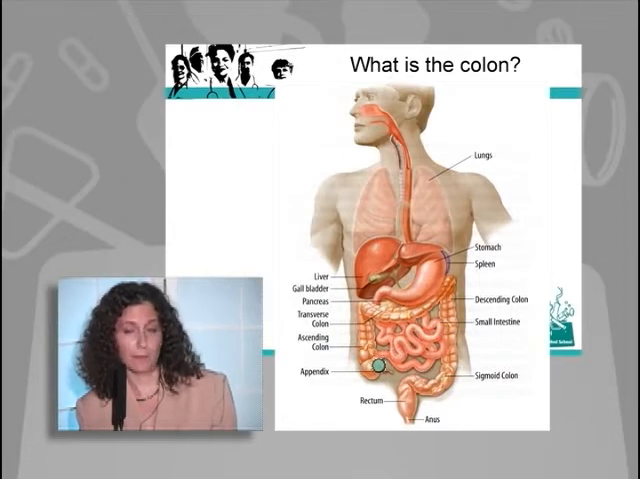The colon is composed of a number of parts. The beginning is called the cecum, which joins the right colon, or the ascending colon, into the transverse colon, the descending colon, the sigmoid, which is that loop right here, and down into the rectum.